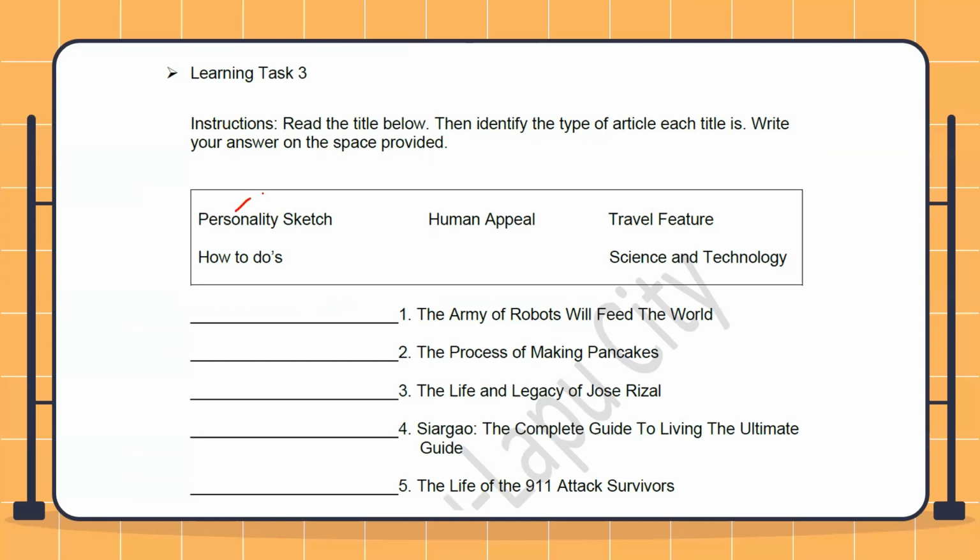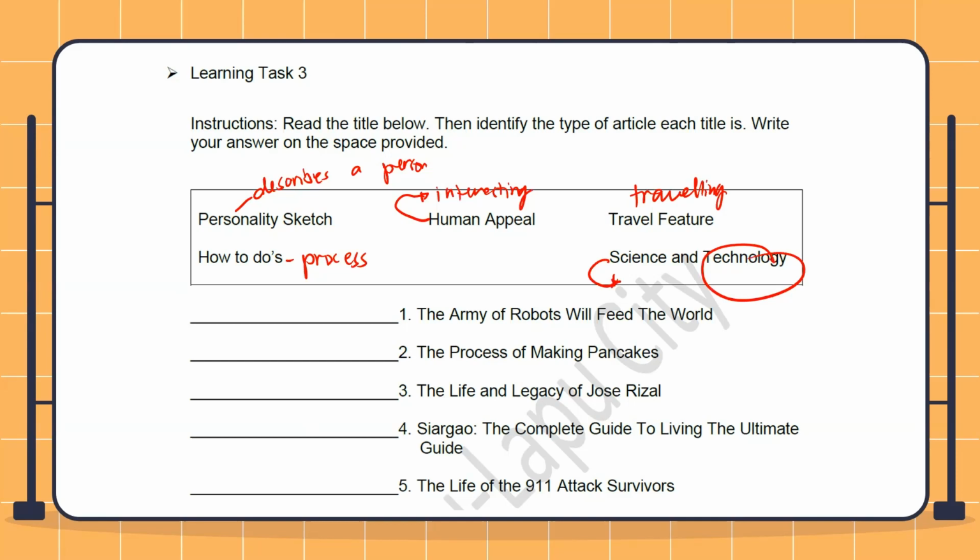Personality sketch describes a person. This is just to guide you. How-to's talk about the process of how a thing is made, kung paano ginawa ang isang bagay. Human appeal is something that is interesting to humans or to people. Travel feature is about traveling, pagpunta sa iba't ibang lugar. And we have science and technology. The keyword is the word technology. Now that I have given you some keywords, I think you are ready to answer 1 to 5.